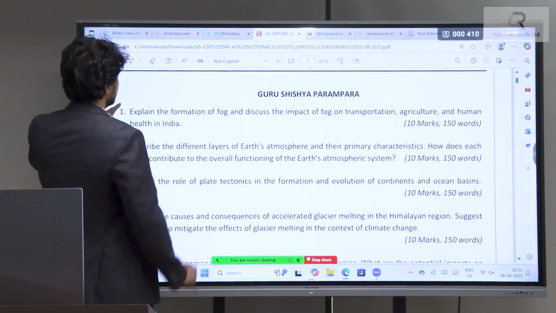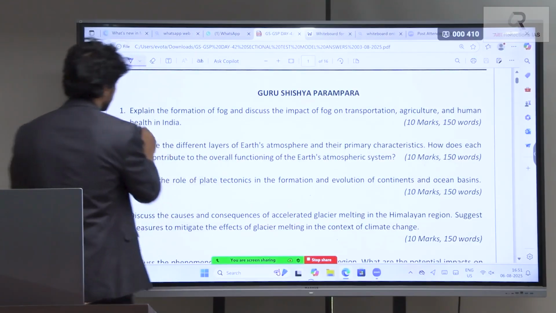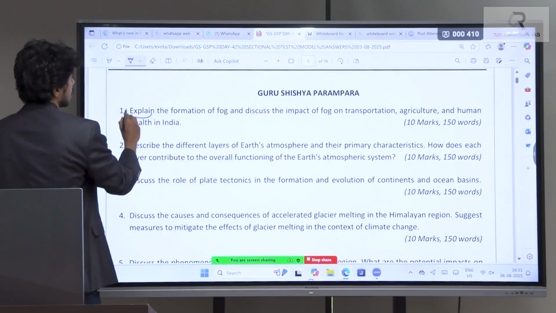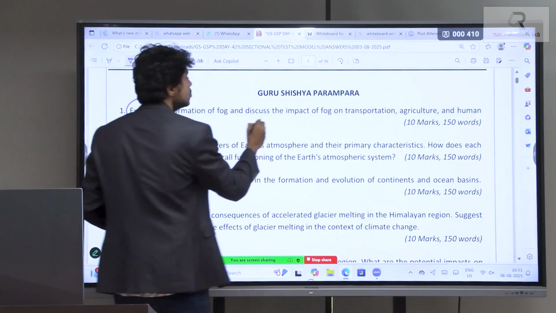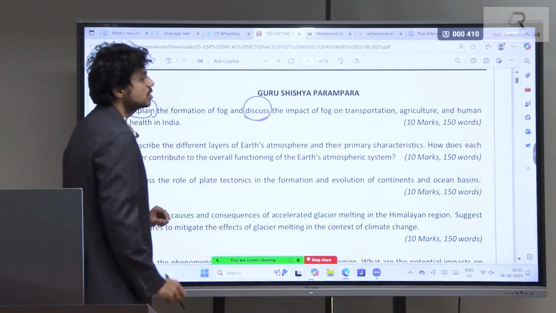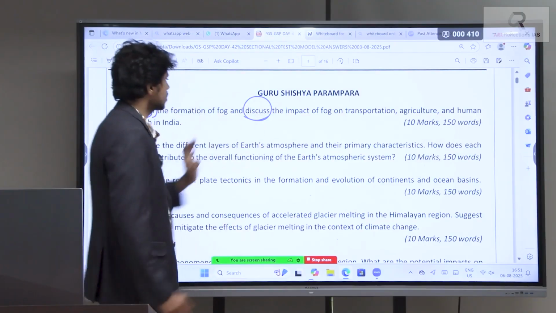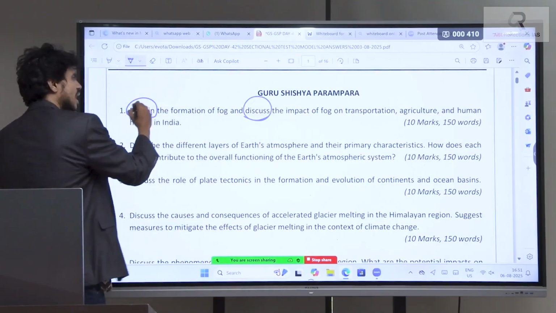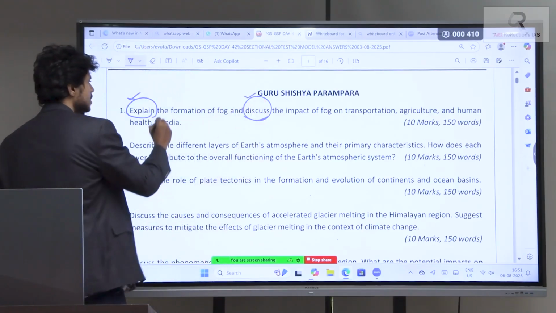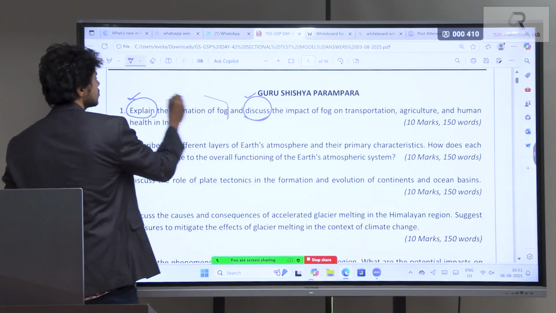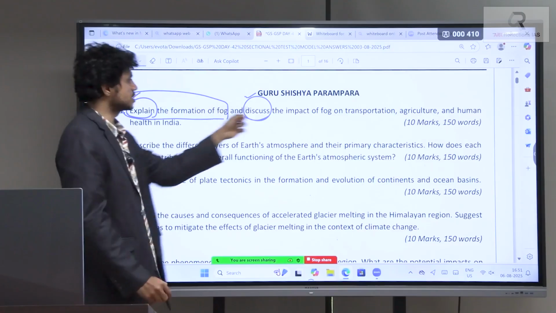Now see here. The question is saying, explain the formation of fog, and then it asks you to discuss the impact of fog on transportation, agriculture and humans. This is a 10 marker question and there are two parts. I need to give equal weightage to both of these properly. However, it is simply asking to explain the formation of fog. The question tag is a bigger one, almost similar to explain and discuss.